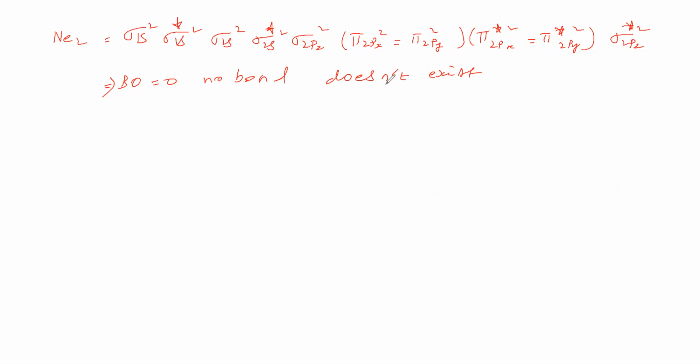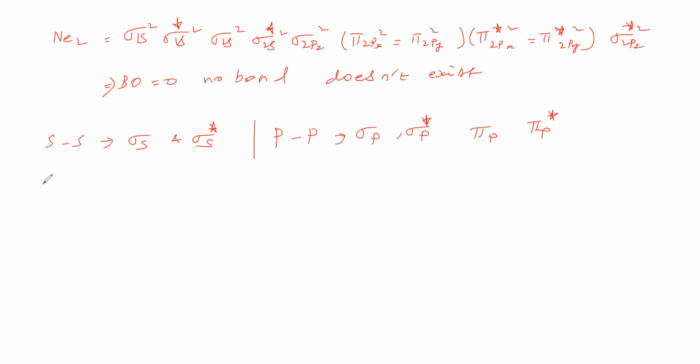Next we will see linear combination of atomic orbitals. SS combination gives sigma S and sigma star S. PP combination gives sigma P, sigma star P, then pi P and pi star P.